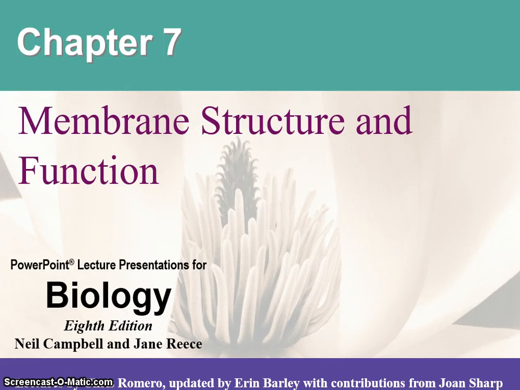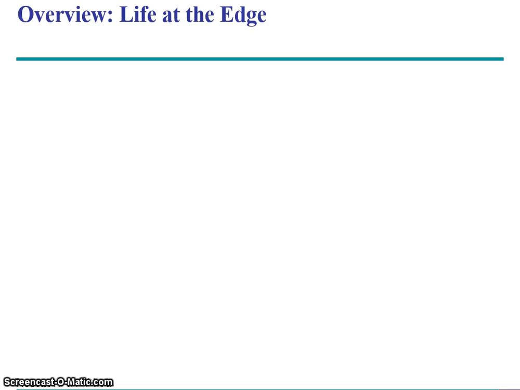In Chapter 6, you took a look at the cell and an overview of all of the organelles and pieces and parts involved with the cell. In Chapter 7, we are going to focus on one of those components. We are going to take a look at the cell membrane, or you may hear me refer to it as the plasma membrane.